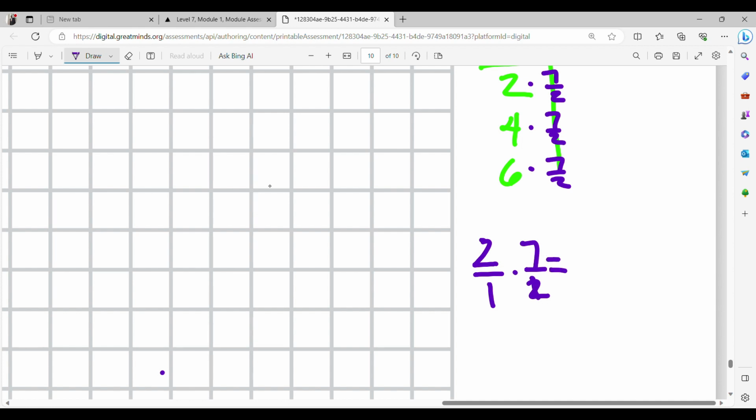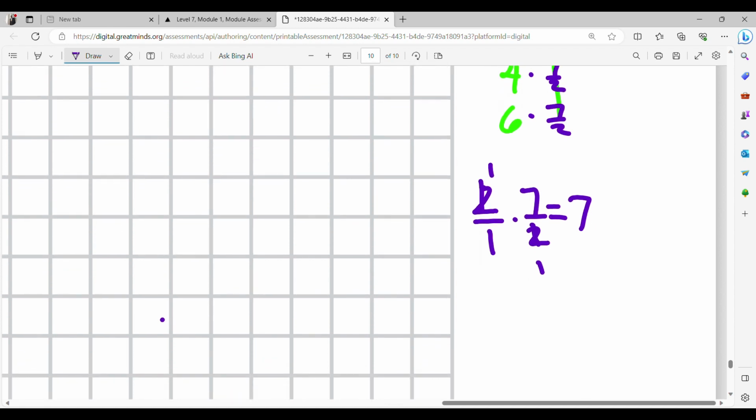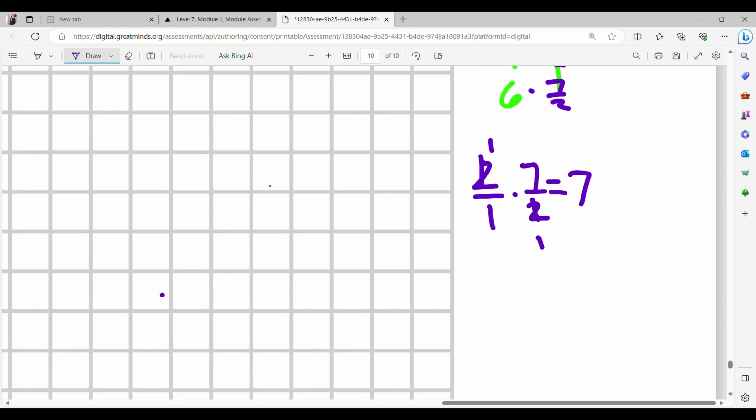You know I like to reduce. 2 goes into 2 once, 2 goes into 2 once. This equals 7. Alright, 4 times 7 over 2. 4 over 1 times 7 over 2. Reduce. 2 goes into 2 once. 2 times 7 is 14.